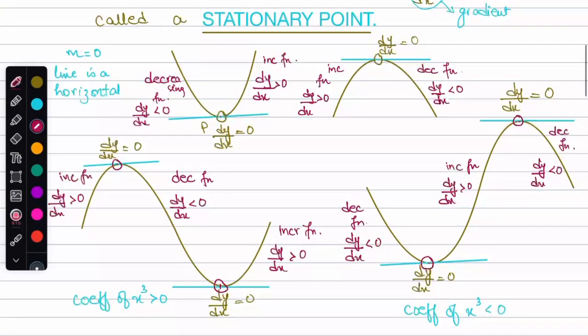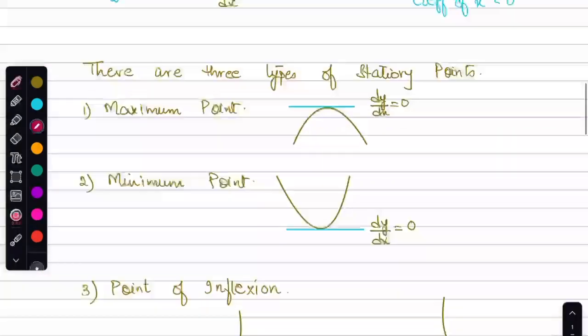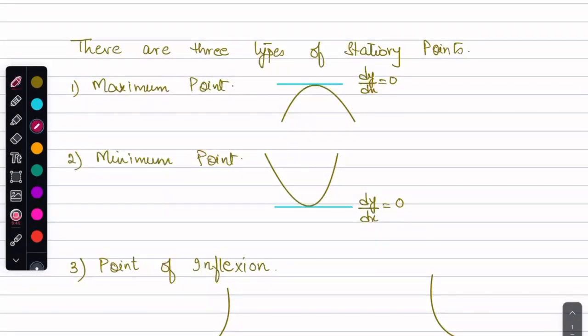So the concept must be clear that a stationary point is a maximum or minimum point at which the gradient of the tangent becomes 0, and just before and after the stationary point the gradient changes its sign, as we have discussed in the 4 cases. There are 3 types of stationary points.